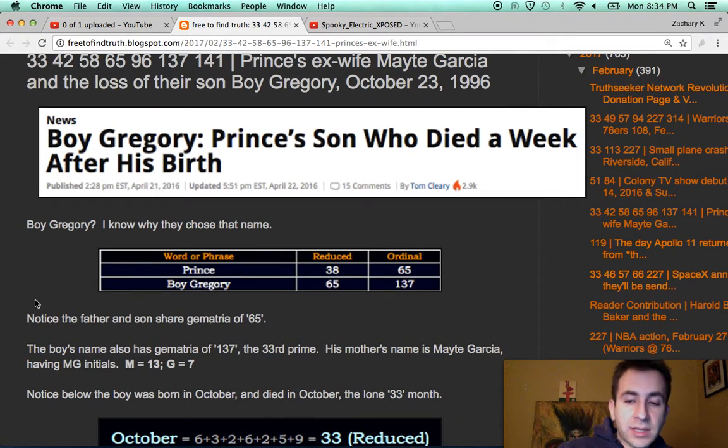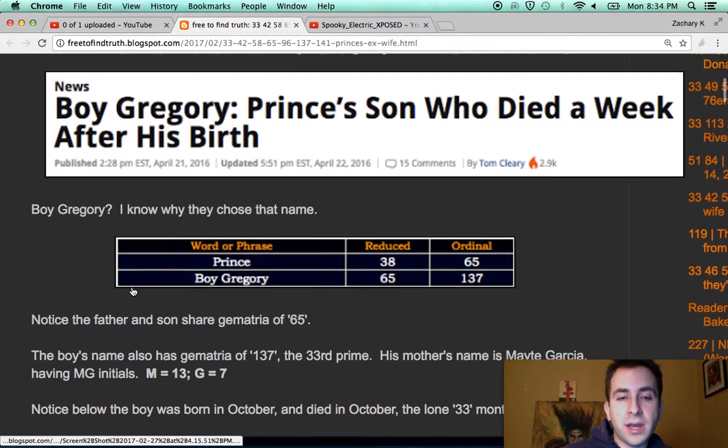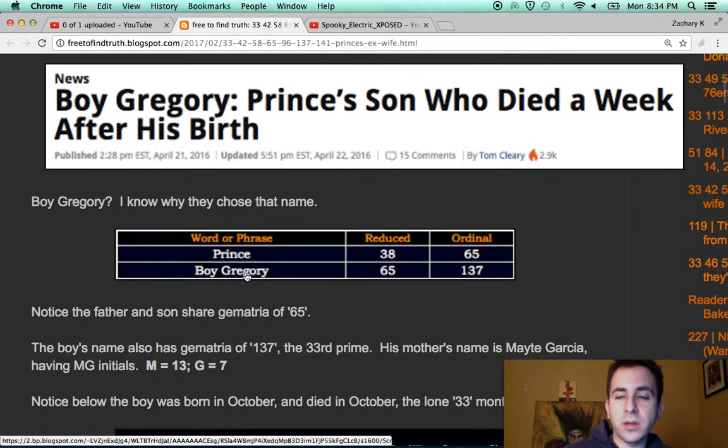So, look at this. The name of Prince's child that died was Boy Gregory. That was the name. Boy Gregory. Interesting name, but so is the name Prince, right? Notice that there's a relationship between the gematria of Boy Gregory and Prince, and that is the number 65.